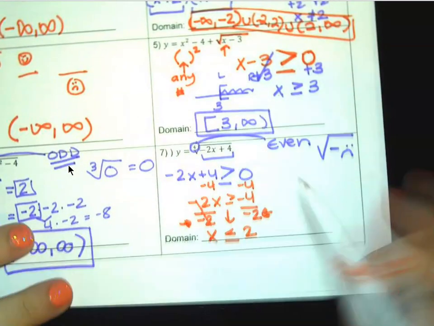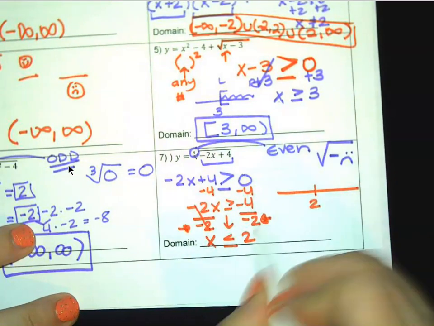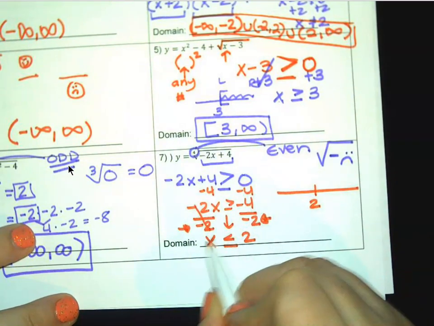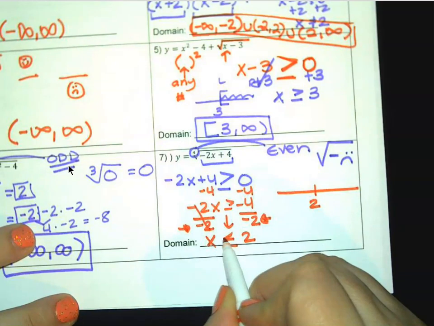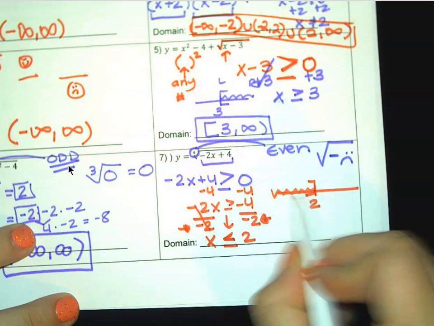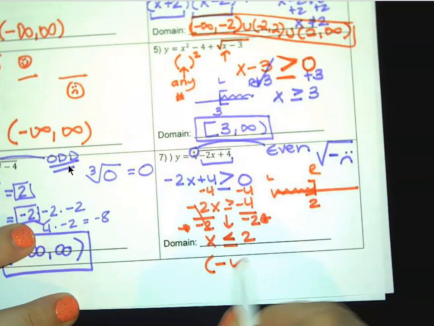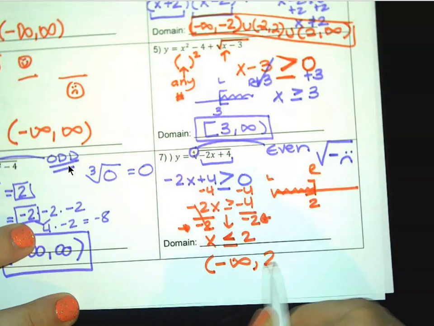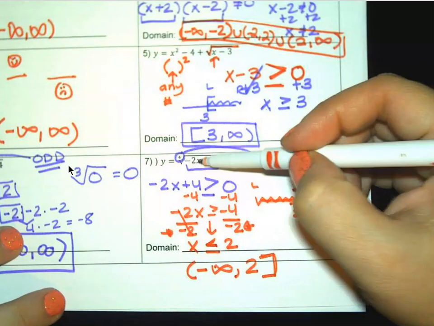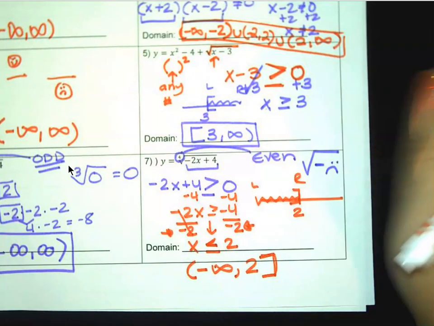Okay, so now to write our domain in interval notation, I'm going to go ahead and graph it real quick just to make it visual. This is saying all the numbers that are less than or equal to 2. And then if we go left to right, any negative number and any number up to 2, including 2, can go in for this x, and the inside of the radical wouldn't be negative.